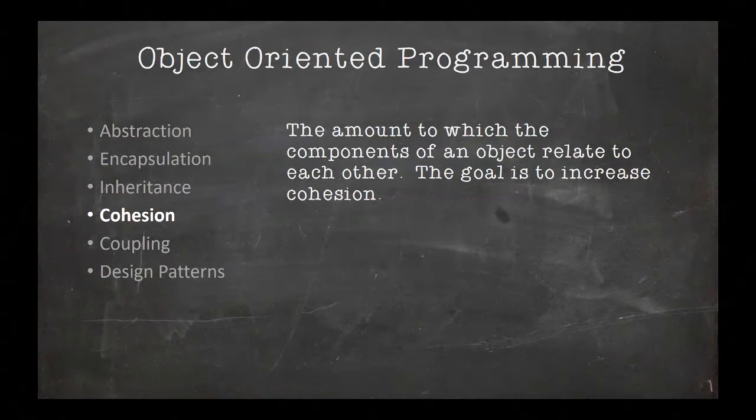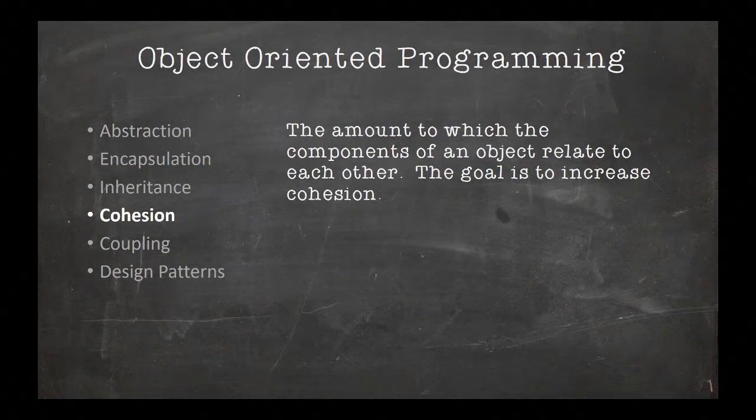And the goal is to increase the cohesion of the class. And that often means if you look at a class and you see there's two different things going on, you can split it into two different classes and then use encapsulation or abstraction in order to merge them later on. And this will make it easier to refactor your code.